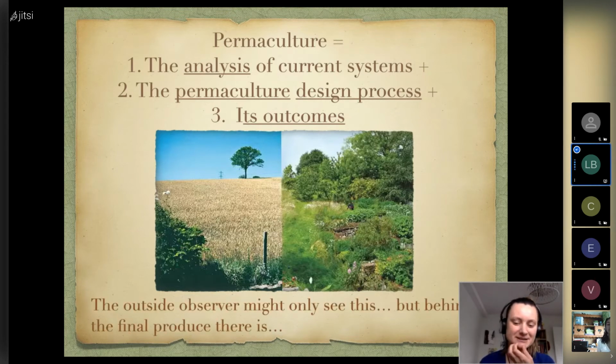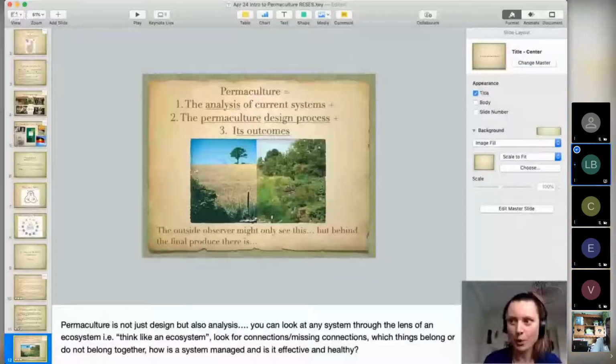Okay, so I'm actually going to stop sharing this presentation, and I want to share with you a permaculture project that was done by one of my students from the Permaculture Women's Guild online course, just to show you all of the different steps that go into an actual permaculture design. So just bear with me for one moment. I'm just going to share a different part of the screen.